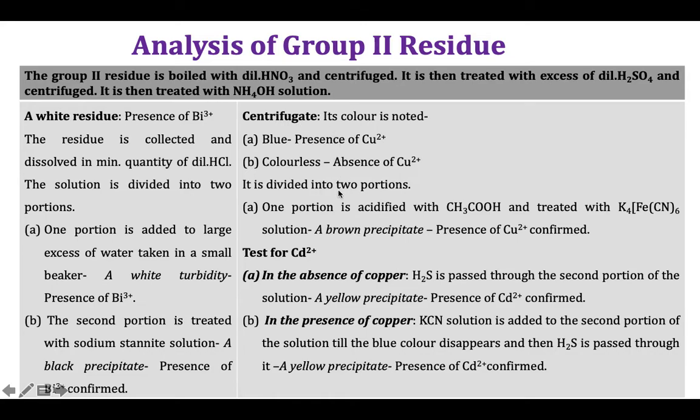The centrifugate is divided into two portions. One portion is acidified with acetic acid and treated with potassium ferrocyanide solution. A brown precipitate is obtained if copper is present. The brown precipitate is copper ferrocyanide. This is the second confirmatory test for copper.